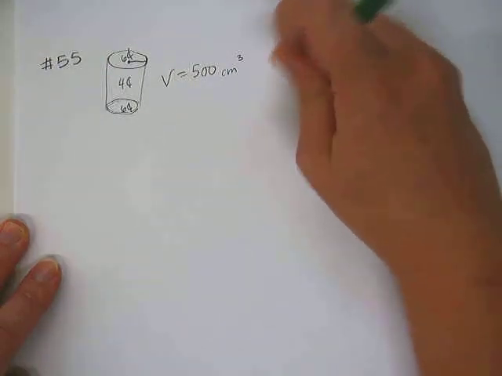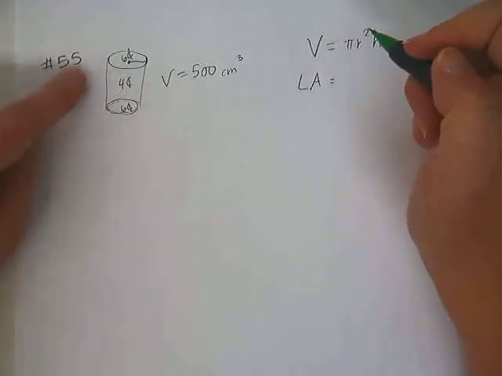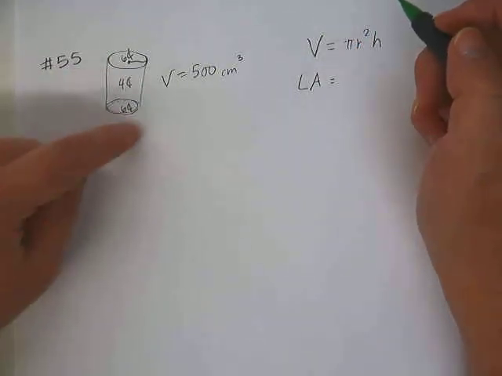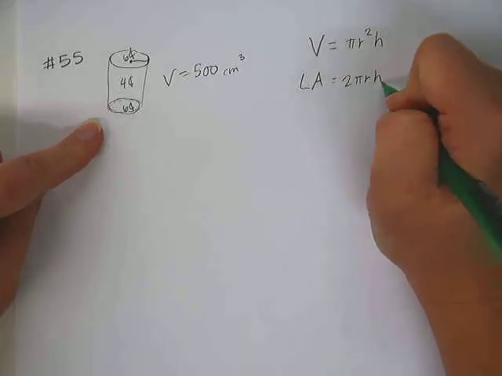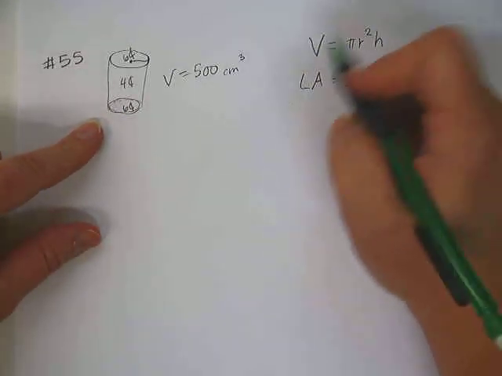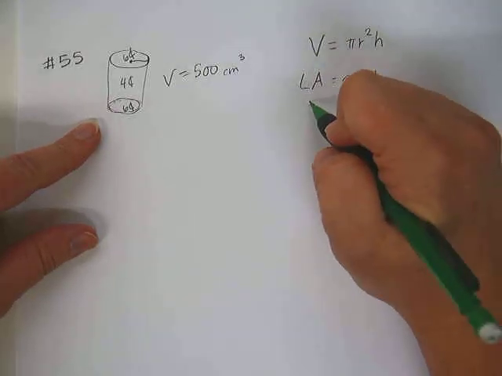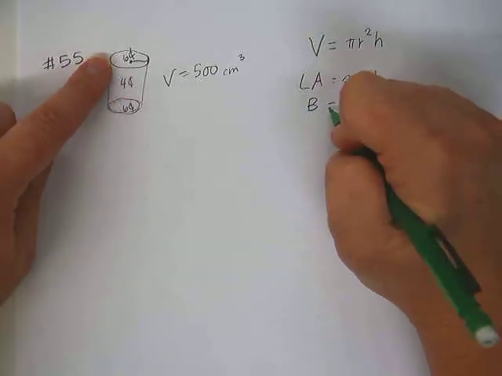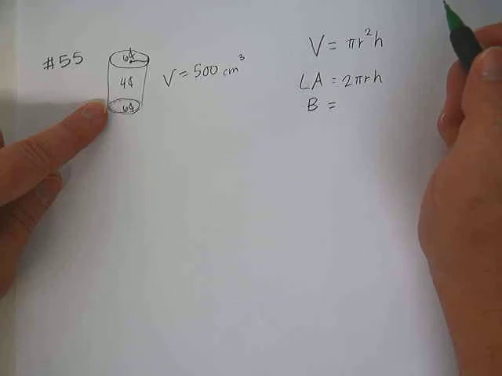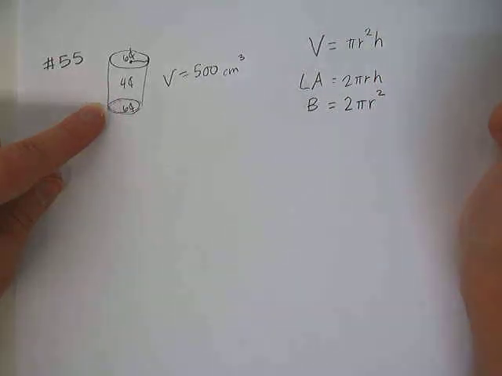The surface area of the sides is referred to as lateral area, so we'll just call it that. Lateral area would be the circumference times the height, so that's 2 pi r h. And then the top and bottom, we'll call it B for bases. Base 1, base 2. The bases would be an area of a circle, pi r squared, but there's two of them. So 2 pi r squared.